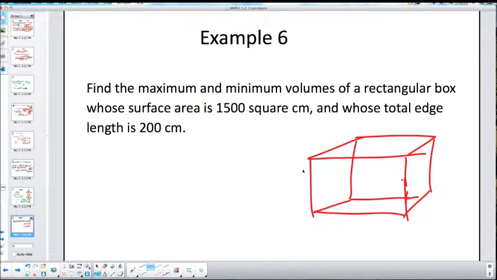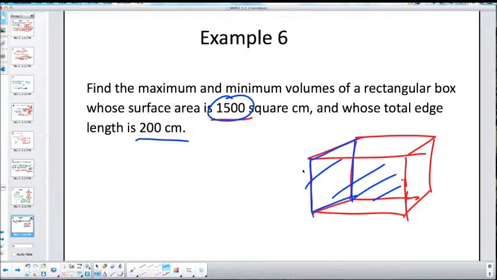That's a rectangular box. But I have the surface area. Maybe you build it with plywood. This is the surface area, 1,500 square feet. And you might build the edges with 2 by 4s, the pillars of those logs. And the total length is 200 centimeters.